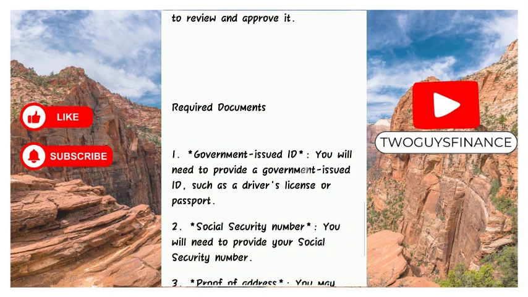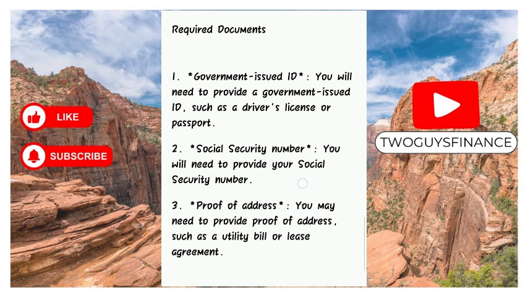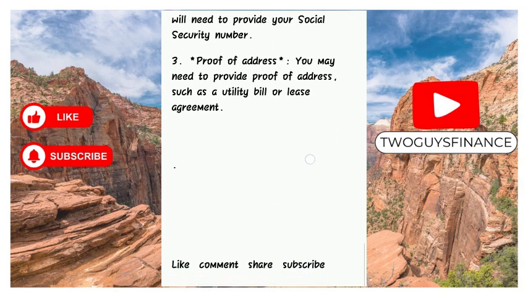Now these are the documents you're going to require to set up this account. Of course, you're going to need your government issued identification card. It could be a driver's license or a passport, and also you're going to need a social security number, so make sure you have that. And of course, you might also need proof of address. You're going to need to provide proof of address, such as a utility bill or lease agreement. You're going to need that to open the account.